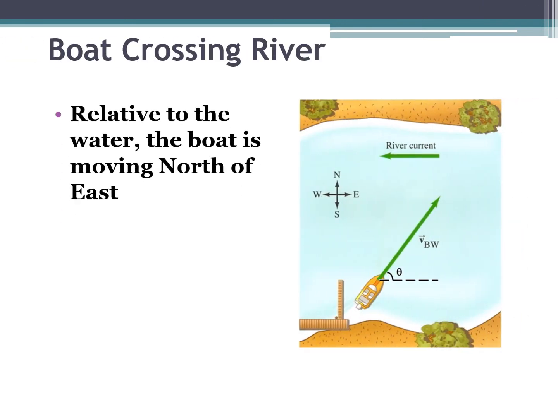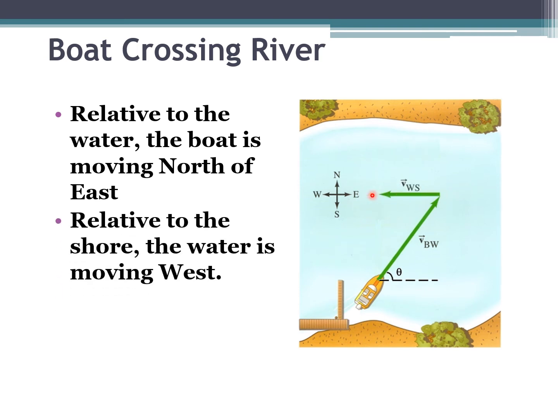So in this example, we have a boat that's going on the river, and the boat has a velocity relative to the water. So the boat's velocity relative to the water is in this direction, the northeast direction. But then the water has a velocity also. The velocity of the water relative to the shore is going to be given by this vector right here.